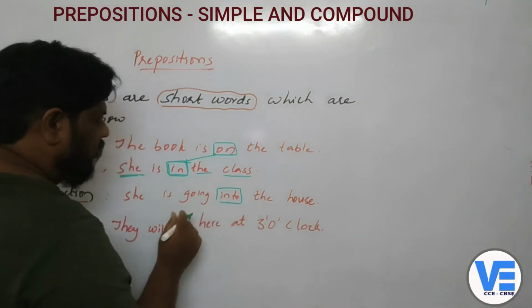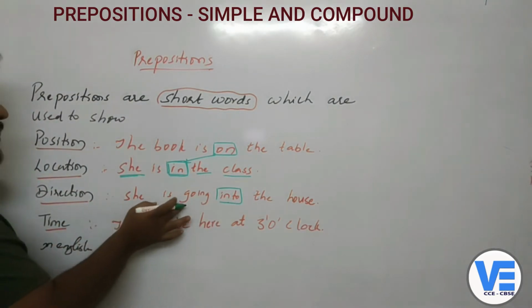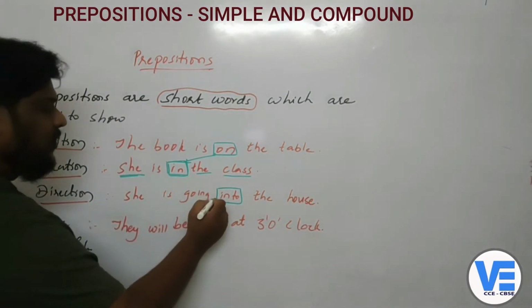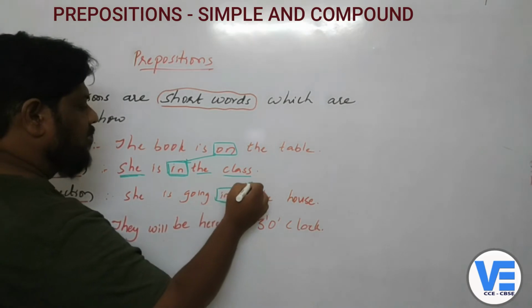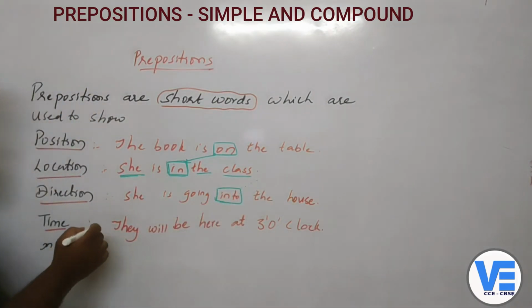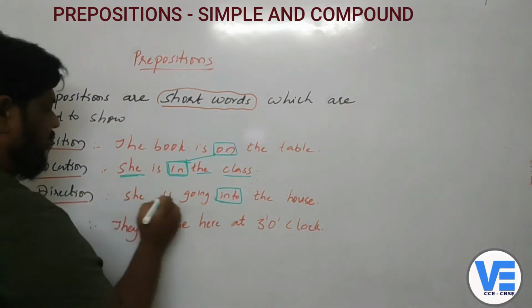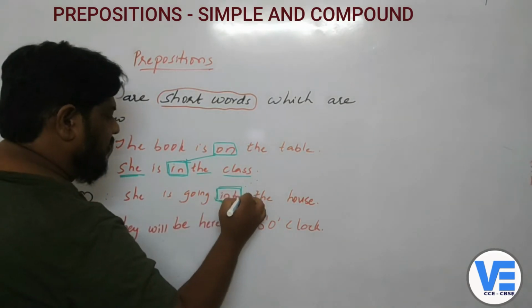So this word "into" is showing where the child is going to, right? So here, "into", in the sense she is going into the house. There is a movement here, right? So direction, okay, you can say "into the house".